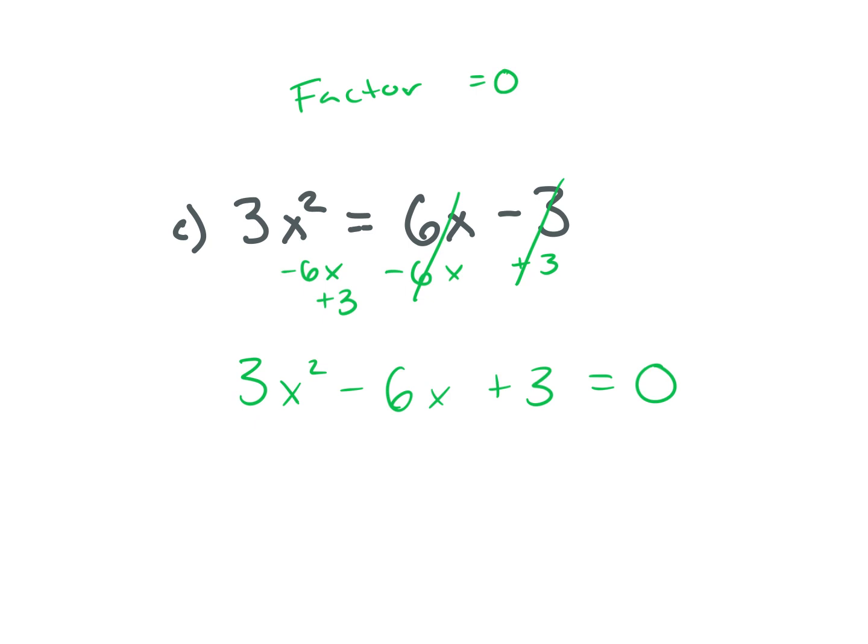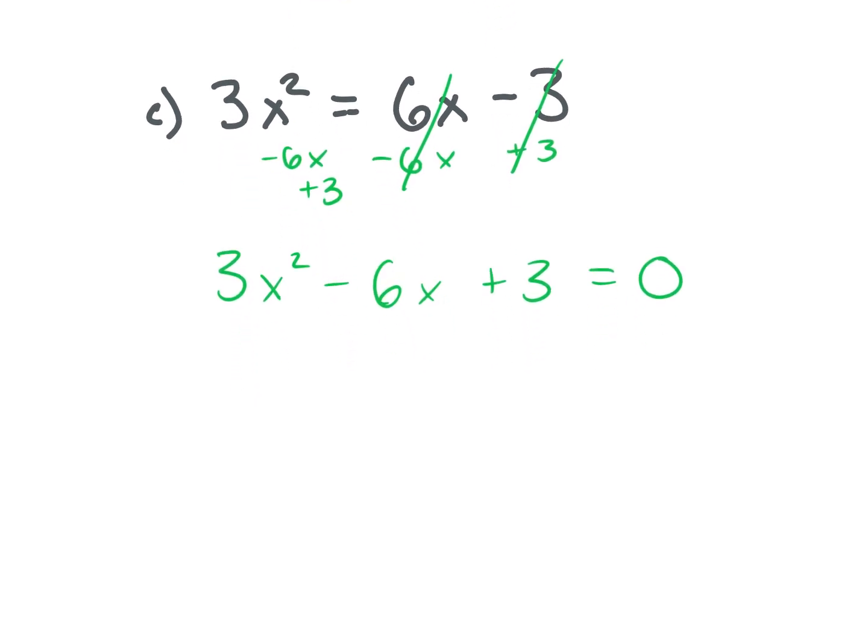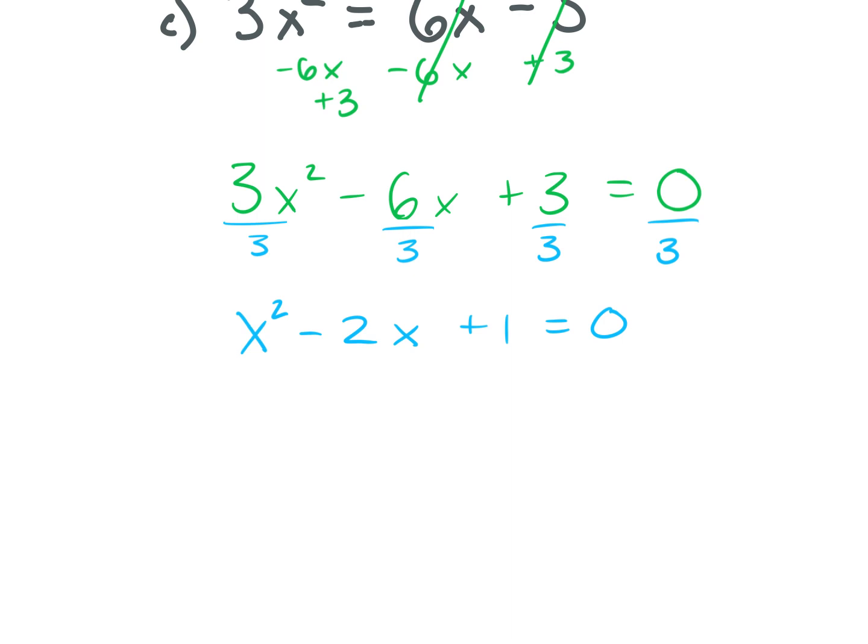What can I do next? Take out the GCF. What's our GCF? 3. Let's divide everything by 3. If our GCF is just a number, it goes away. So x squared minus 2x plus 1 is equal to 0. Now we can find our two factors of 1 that add to negative 2. What are two factors of 1 that add to negative 2? Negative 1 and negative 1.